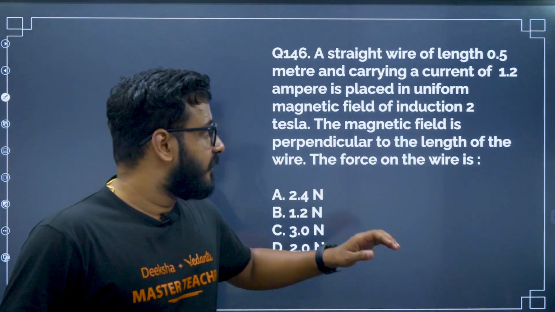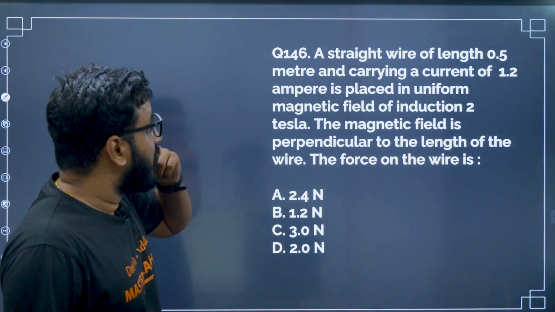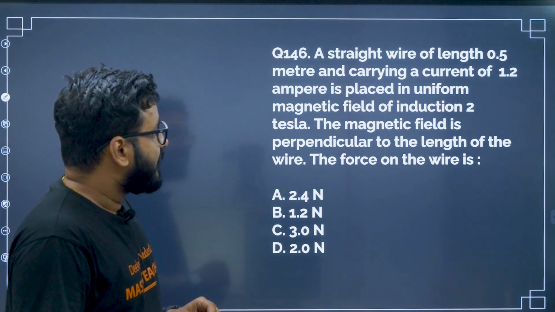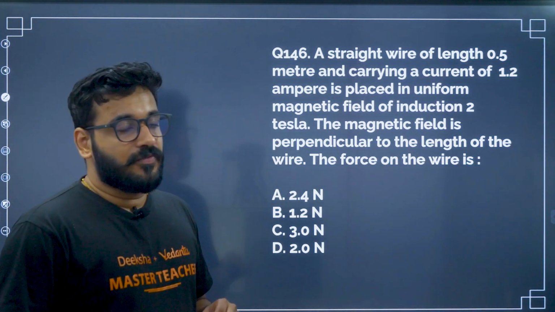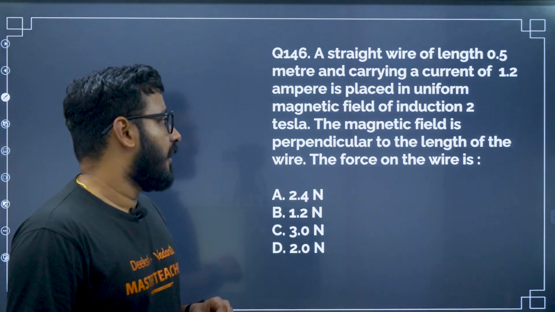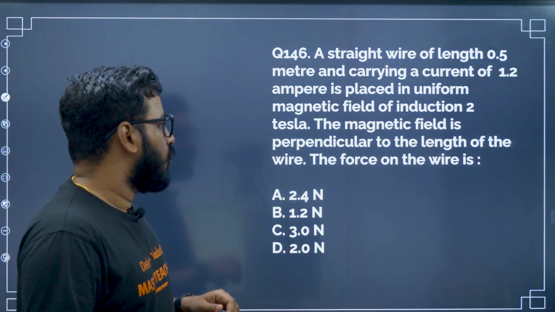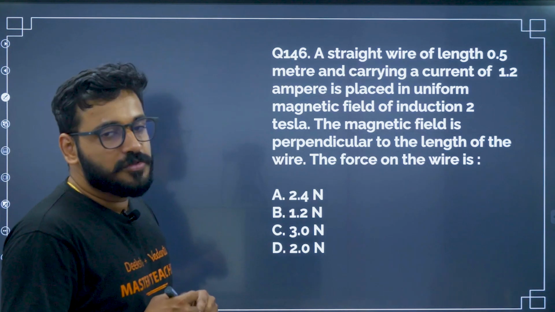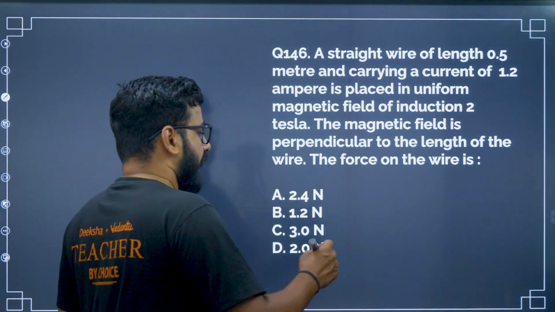The next question is: a straight wire of length 0.5 meter and carrying a current of 1.2 ampere is placed in a uniform magnetic field of induction 2 Tesla. That is, the magnetic field is 2 Tesla. The magnetic field is perpendicular to the length of the wire. The force on the wire is, once again, a very simple direct problem.